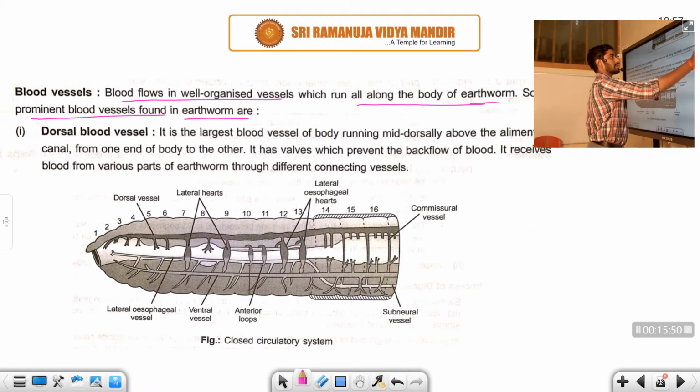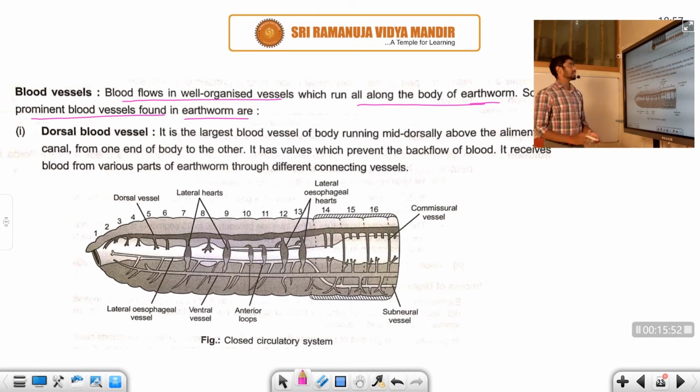So what is the function you are observing here, student? We're talking about the blood. The blood vessels are well organized and run all along the body of the earthworm. The first one is the dorsal blood vessel. I already noted this one is the dorsal blood vessel. You can see the diagrammatic representation. This is the dorsal blood vessel, right?